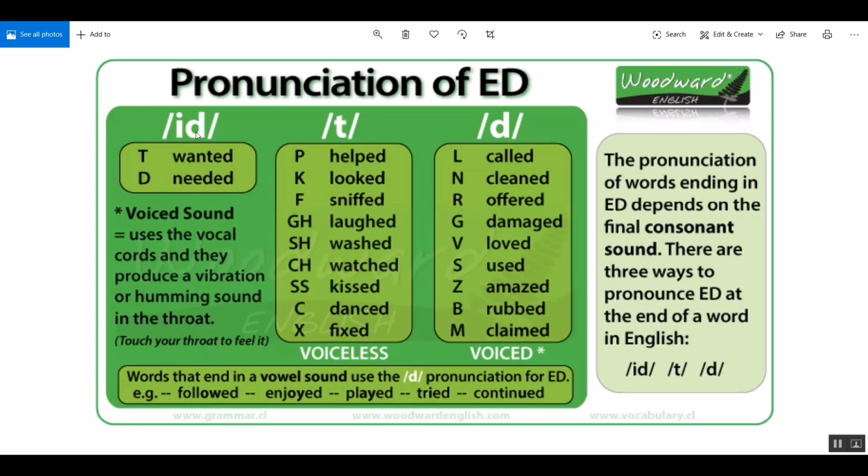So this one, if the verb ends in a T or a D, you're going to add a syllable. So want, wanted. This one, you're going to say a T sound. So kiss. This one, you just say the D sound. No extra syllable, just the D sound. Called, cleaned, offered, damaged. Okay? So pause the video if you need to, and you can write these down if you want to.